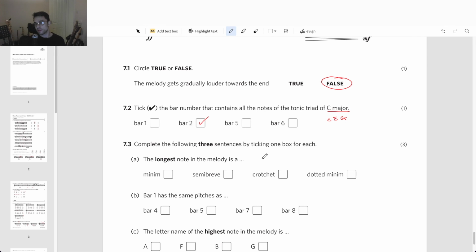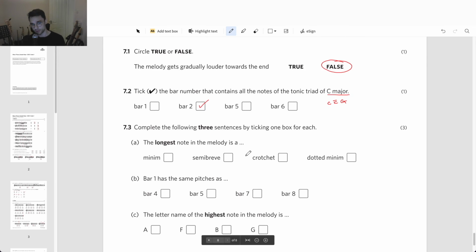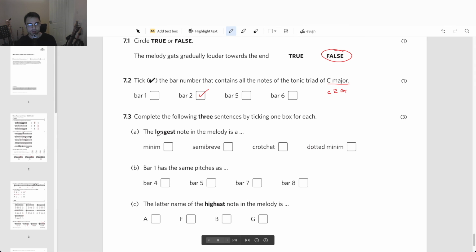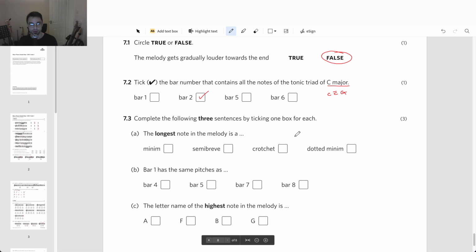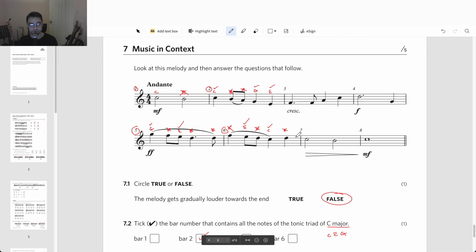Complete the following 3 sentences by ticking 1 box for each. The longest note in the melody is a minim, semibreve, crotchet, dotted minim. Well, let's go up and have another look and see if we can find a really long note. Well, I can already see that there's a semibreve there, and we know that that's 4 beats long. And there's nothing else in this piece of music that we hold for longer than a semibreve.